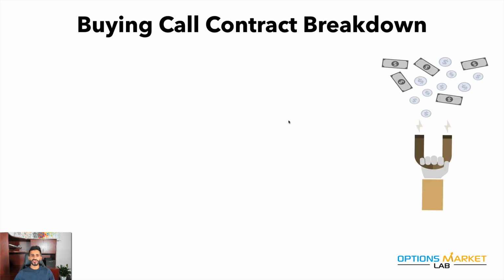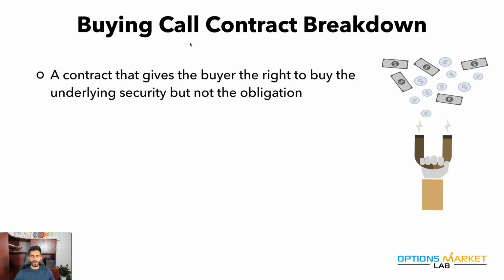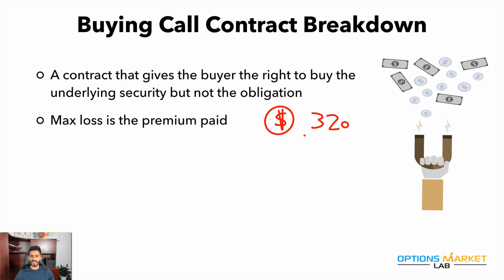Right now, let's dive into buying call options, right? Buying call options, or buying a call contract, is a contract that gives the buyer the right to buy the underlying security, but not the obligation, meaning you don't have to buy it. If you want to buy it, you can, but you have the ultimate right. Your max loss is the premium paid. So when you're buying call contracts, your max loss is only the premium paid. So if you paid a $320 deposit, that is your max loss. You cannot lose any more than that, right?